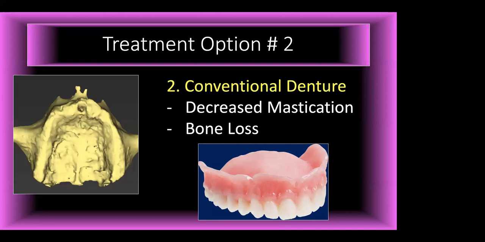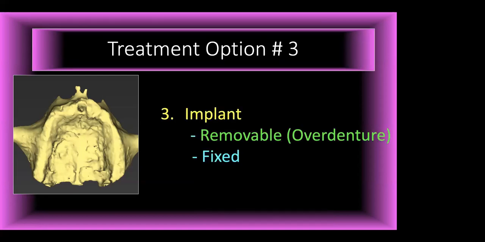The second is conventional denture: decreased mastication, bone loss. You tell them, yes, I can make you a new prosthesis, but you're most likely not going to eat that much better than what you have with your other one, and you will continue to lose bone throughout the process. And then we get to the third option, which is the implant.